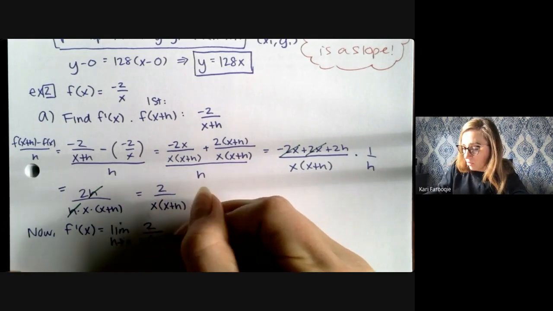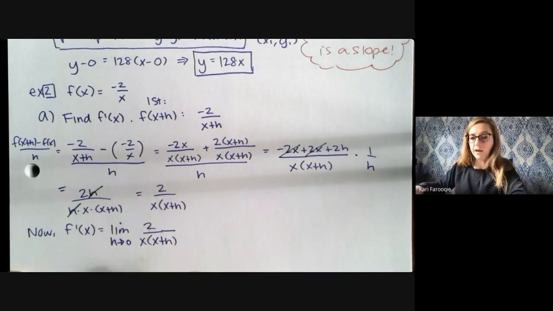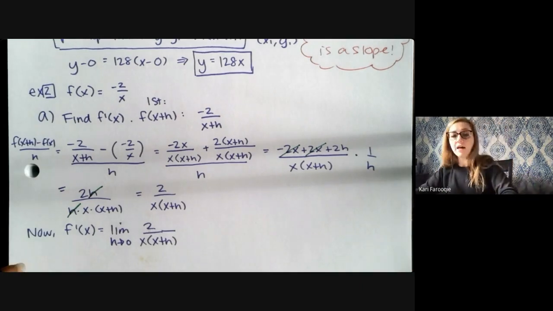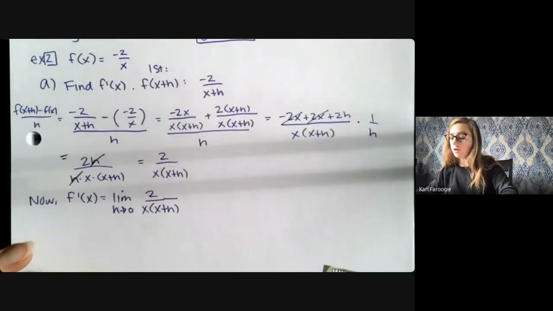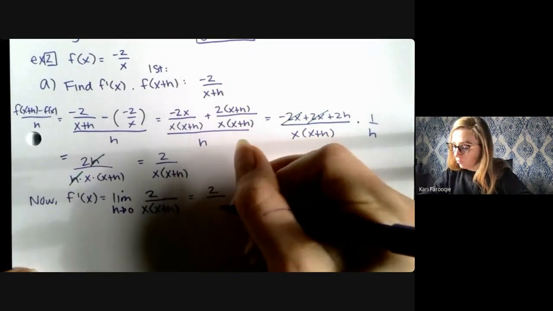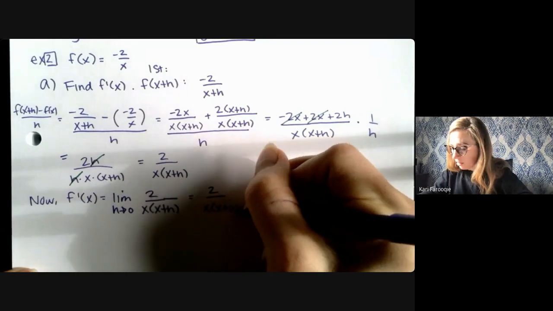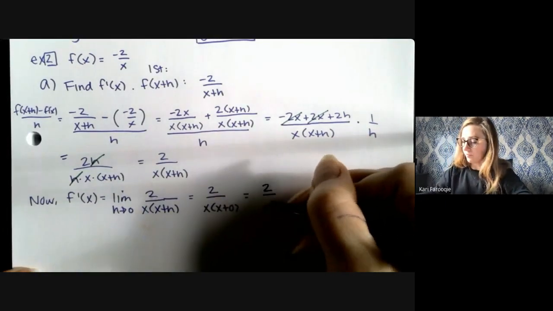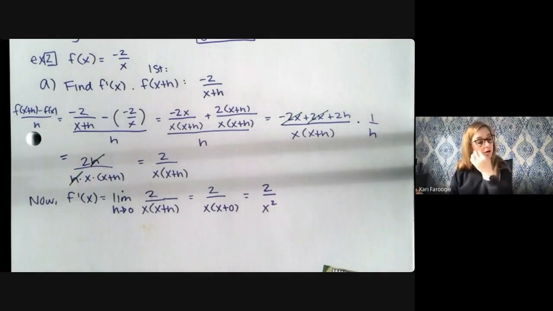Now remember, when you're evaluating this limit, you're not messing with the x. The only quantity that's heading to 0 is the h. So when you evaluate this using direct substitution, you're just going to let h go to 0, and that leaves you with 2 over x times x plus 0. Well, x plus 0 is just x. So you get 2 over x squared.